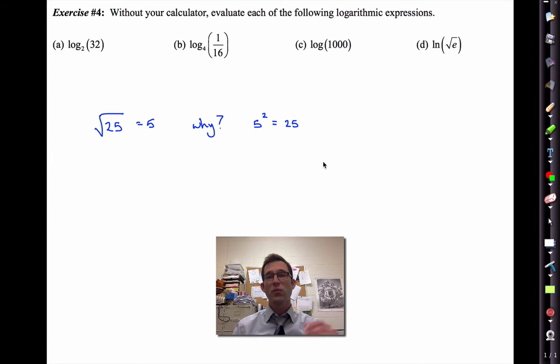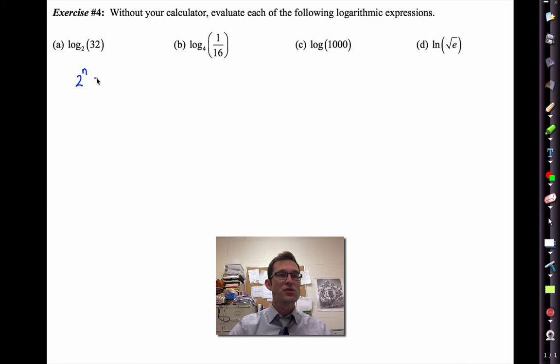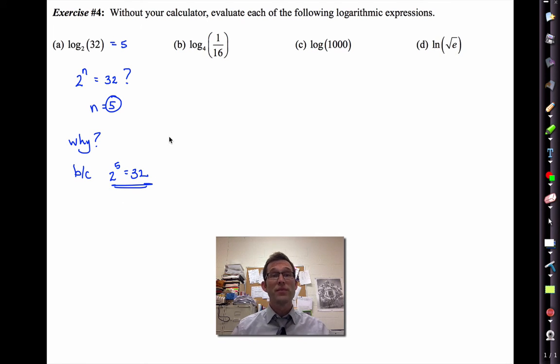All right, logarithms are the same way. When I take the log base 2 of 32, what I'm really trying to answer is this question: 2 raised to what power is 32? I'm trying to figure out n. And in this case, n is equal to 5. So the log base 2 of 32 is 5. Why? Well, because 2 to the 5th is 32. All right, but still, log base 2 of 32 is 5. Make no doubt about it. Given all that, see if you can do B, C, and D without using your calculator.